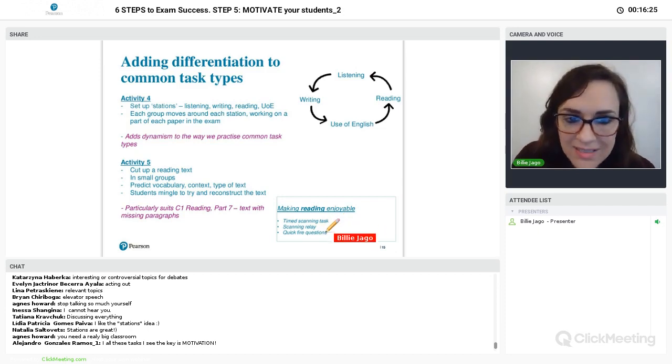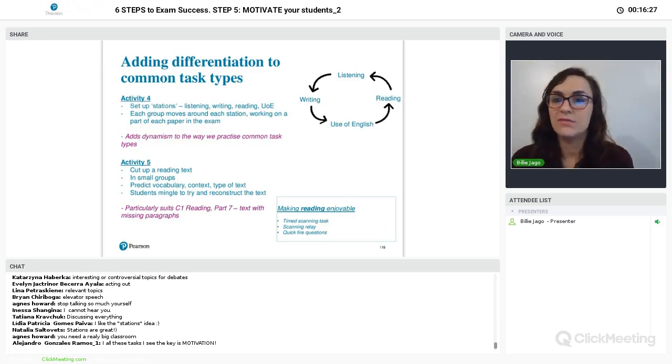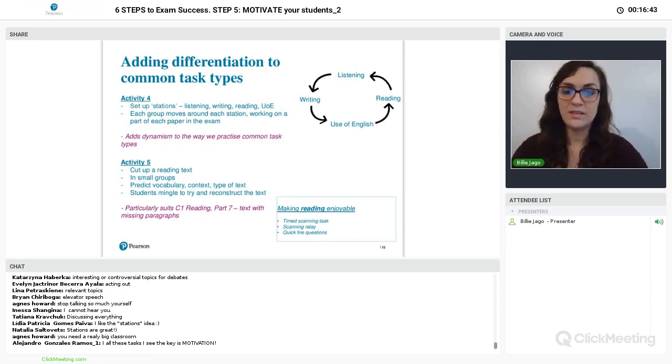Secondly, we can also do a scanning relay. So you stick the reading text outside of the classroom, get students into groups, and one runs out to scan the text for the first answer to the question which the group have. They come back and they tell the group, and then the next person goes, and so on until they've completed all of their answers. This works well as it is competitive and timed, therefore meaning that students will use their scanning skills to find the answer rather than spending time reading the whole text.